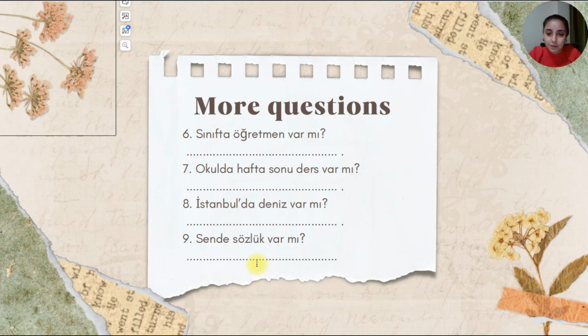Sende sözlük var mı? Sözlük is dictionary, right? Is there a dictionary on you? The question is, but it does not make sense in English. We are asking this, do you have a dictionary? Sende was on you. It means you have. And do you have a dictionary? Sende sözlük var mı? But the exact translation of it in Turkish is there a dictionary on you? Do you have a dictionary? Evet, bende, on me, bende sözlük var. Or hayır, bende sözlük yok. Tamam.